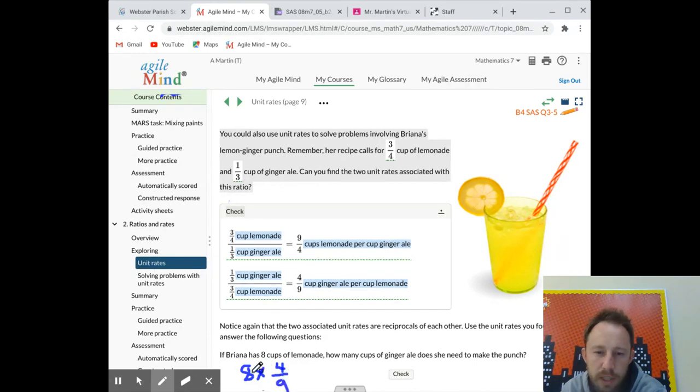So remember, we take the whole number and multiply it by the numerator. What's 8 times 4? 32. Good. All right. Divided by what? What's our denominator? 9. Good.